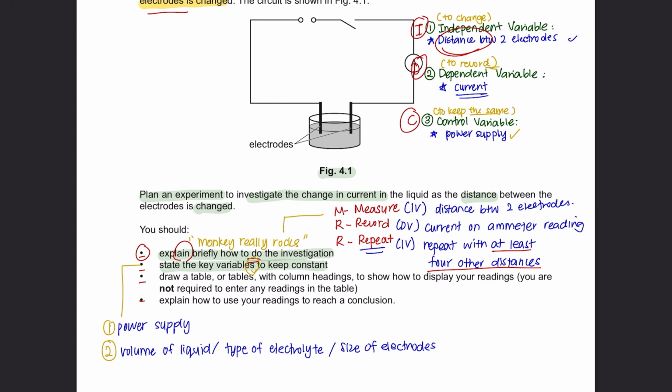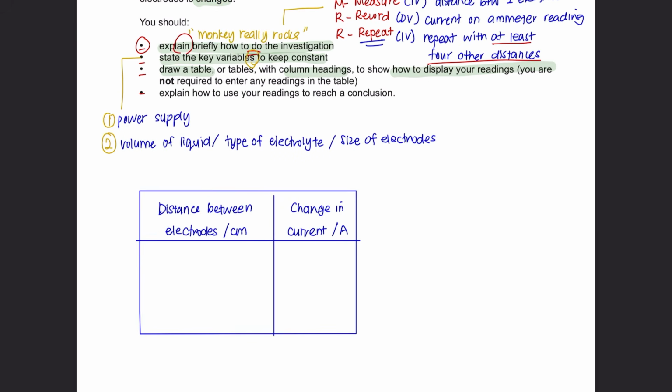Now for the third bullet point, they ask you to draw a table or tables with the column headings to show how to display your readings. You are not required to enter any readings in the table. So when you are drawing a table, you need to mention one column with your independent variable, including your unit, and dependent variable also showing your unit. If you do not display your unit, you will not get 1 mark for this point. And you're not required to enter any readings in the table.